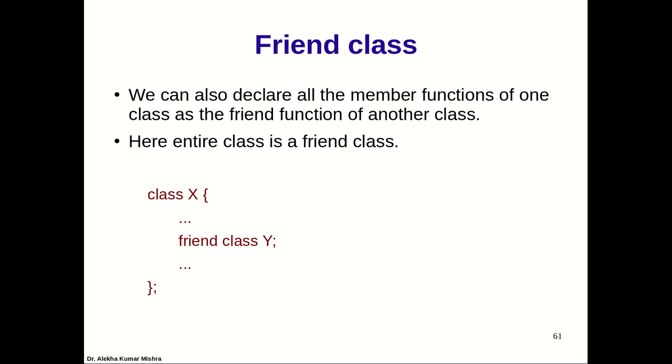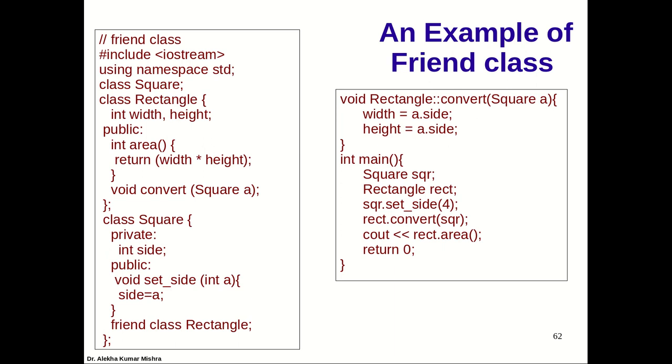This is the concept. I'm repeating it. When we make a class Y a friend of X, that means all the member functions of the class Y can access the private data members of X directly within their functions. So a simple example here. So class Square, then class Rectangle, and I'm making the class Rectangle a friend of Square. So that means all the member functions of the Rectangle can access all the data members of Square directly. There is only one function I'm defining here, convert.